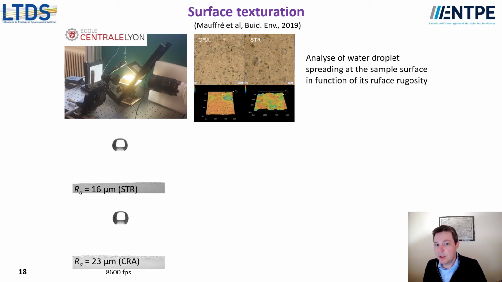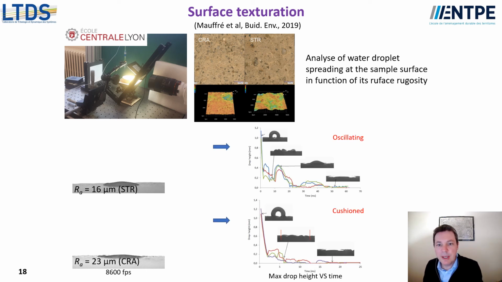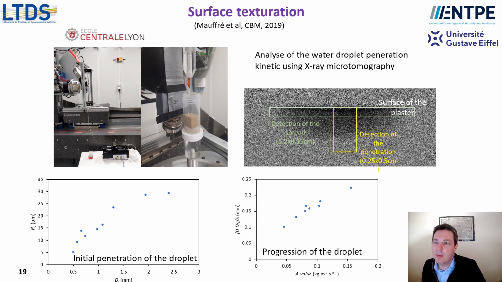It's surface texturation. For that, we have tested two materials, and we have analyzed the water droplet penetration at the surface of the samples as a function of their roughness. And we can see that for the sample with the lowest roughness, there is an oscillating behavior of the droplet at the surface, while for the other there is a much more occasional behavior.